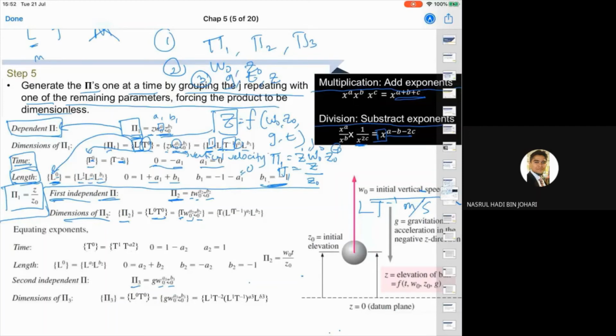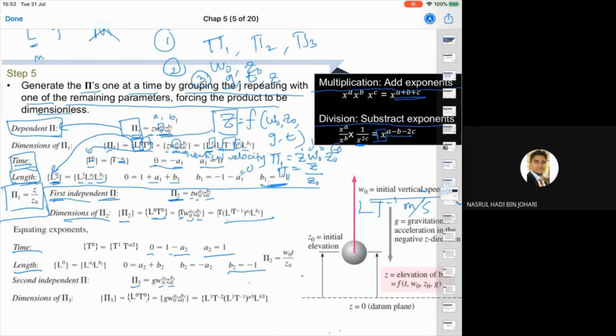So you put them all together. T, L power of 1, T power of minus 1, bracket A2, and then you do exactly the same for time and length. You get T power of 0 equal to T power of 1 plus A2 minus 2. And then you do analysis on the exponent. 0 equal to 1 minus A2. So A2 equal to 1. And then you do for the length, exactly the same. You get B2 equal to minus 1.